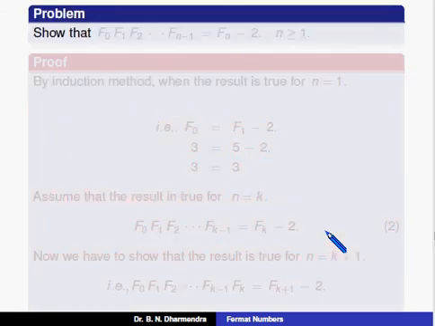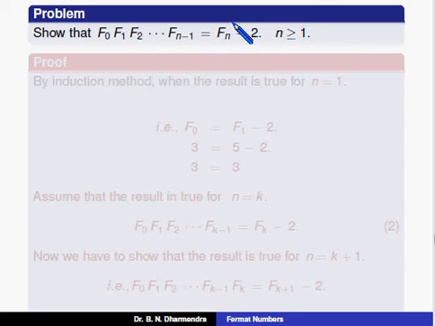Next problem, show that f0 into f1 into f2 up to fn minus 1 is equal to fn minus 2 for all n greater than or equal to 1. Okay, once again we have to observe the terms as f0 into f1 into f2 up to fn minus 1 equal to fn minus 2 for all n greater than or equal to 1. We can show this one by the induction method.